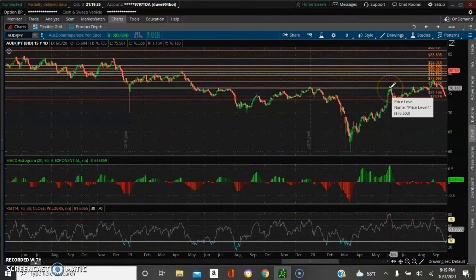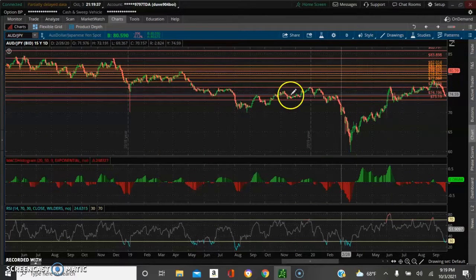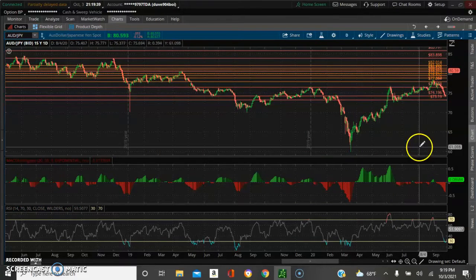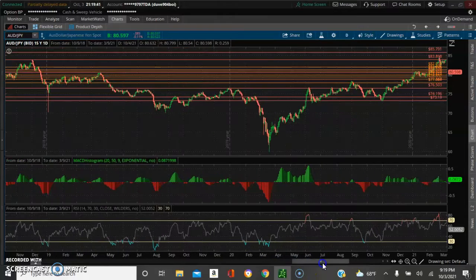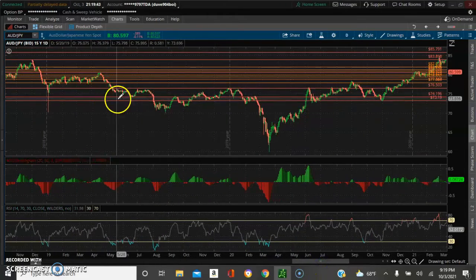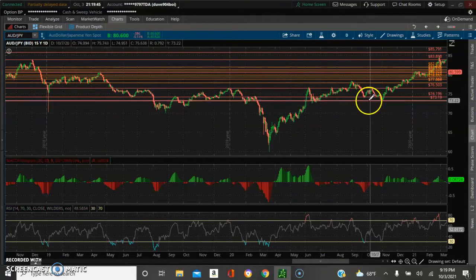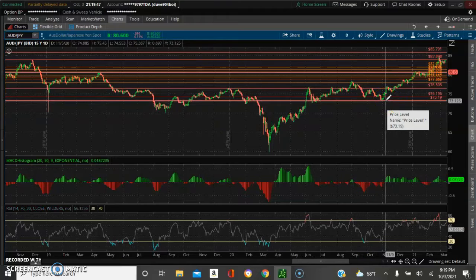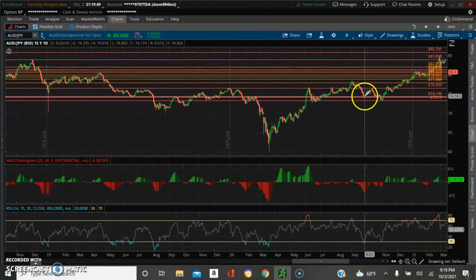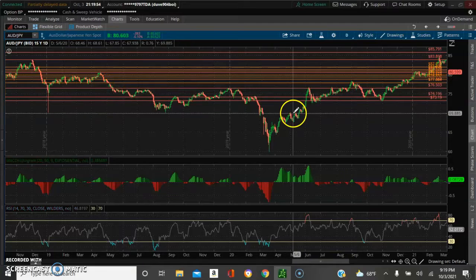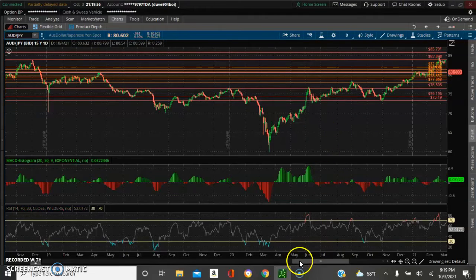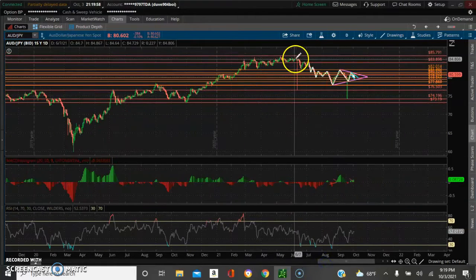We got touches here. Touches here. We got resistance here. More resistance here. You can see resistance level here. Resistance level here as well, and here, and here. We discussed those, the red ones. Let's get into the orange ones.